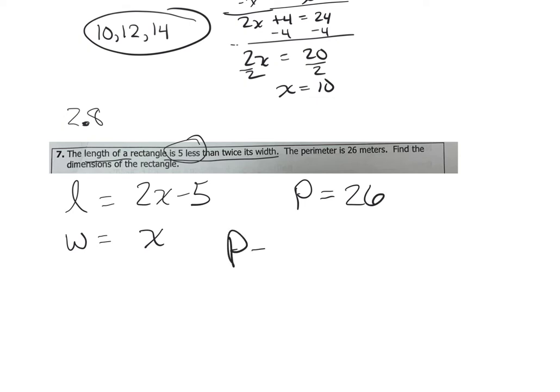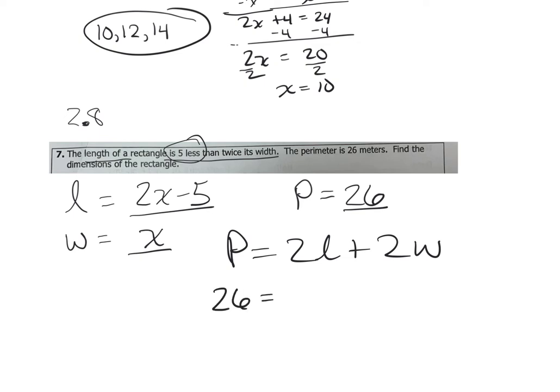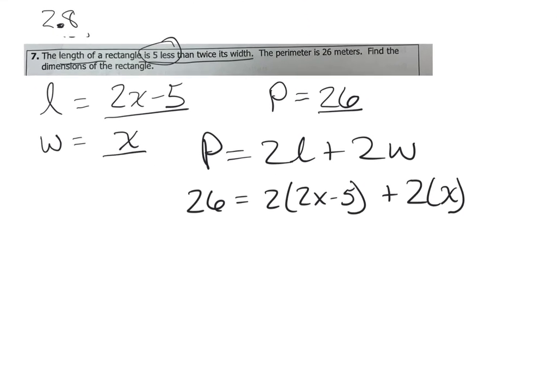So perimeter, we used, equals 2 length plus 2 width, right? So we just fill in, we have everything here. We have the length, we have the width, we have the perimeter. So perimeter is 26 equals 2, what is my length? 2x minus 5. Awesome, plus what is my width? X. So all I did was fill my givens into this equation, right? Now I just simplify. So I distribute my 2 and get 4x minus 10 plus 2x.